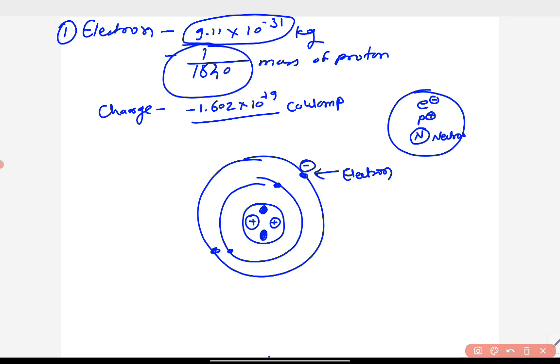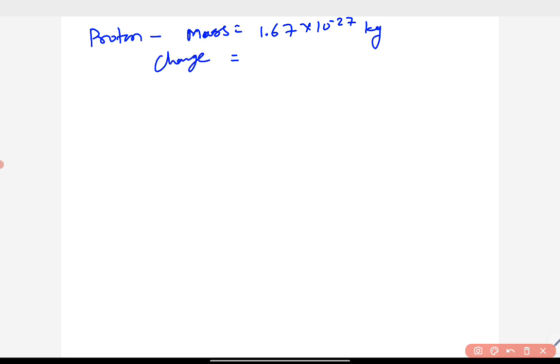Now we will look at the proton. The mass of proton is 1.67 × 10^-27 kg. And the charge of the proton is 1.602 × 10^-19 coulomb, with a plus sign for the proton and a minus sign for the electron.